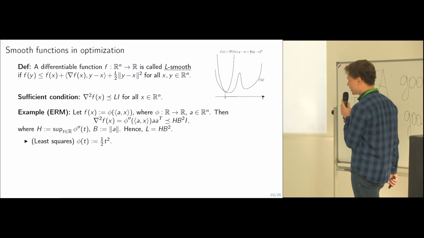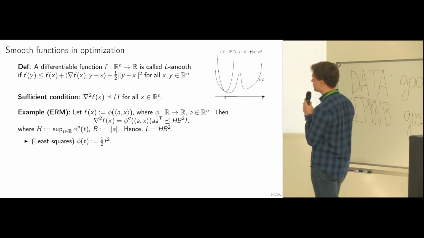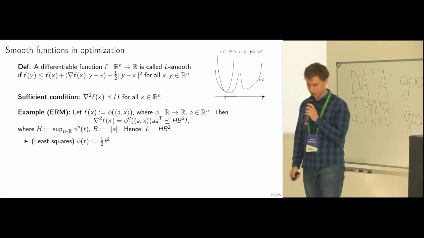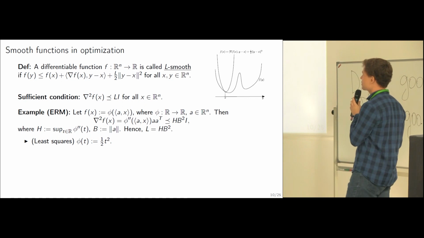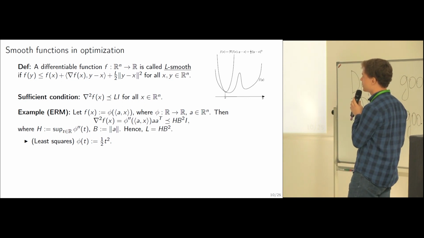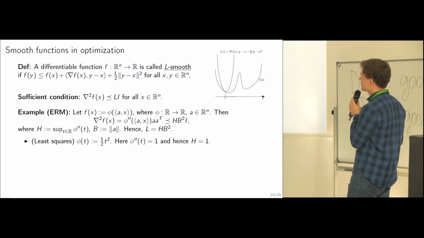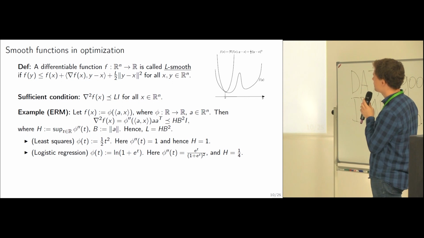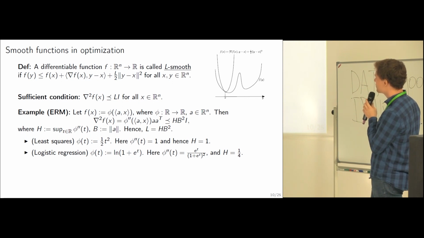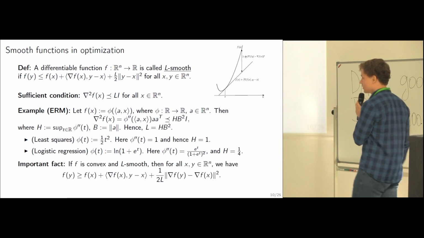And again, in many cases it is true that many functions have bounded second derivative. For example, in least squares, when our function is quadratic, if we compute the second derivative, it will be bounded by 1. Again, in logistic regression, we computed the first derivative, but we can also compute the second derivative. And it is easy to see that it is bounded by 1, but actually by something smaller.